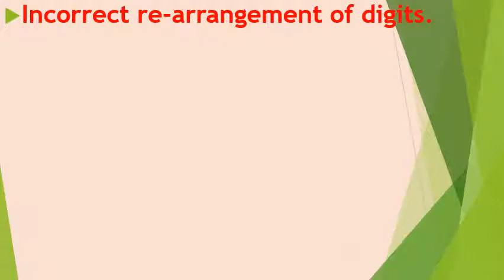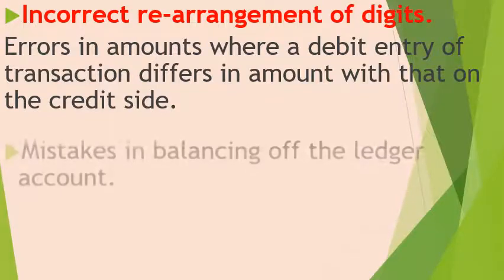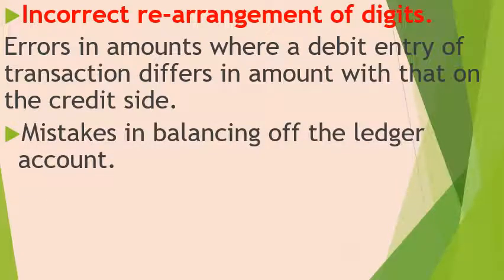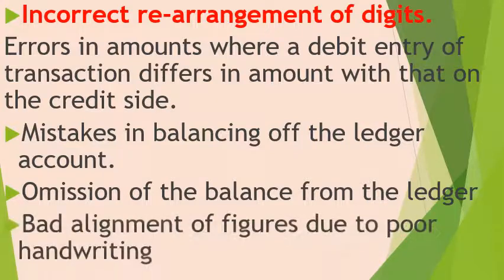3. Incorrect rearrangement of digits. It's 1,500 and then you write 5,100. That will make your totals not to be the same. 4. Mistakes in balancing of the ledger account. 5. Omission of the balance from the ledger. 6. Bad alignment of figures due to poor handwriting.